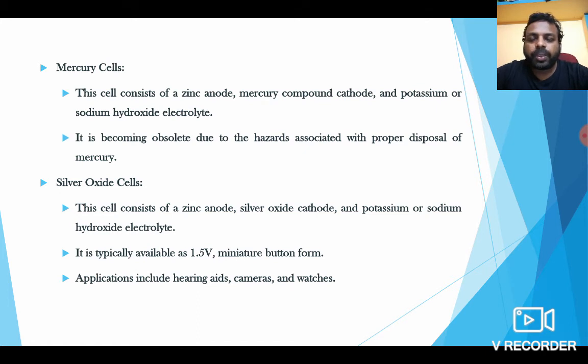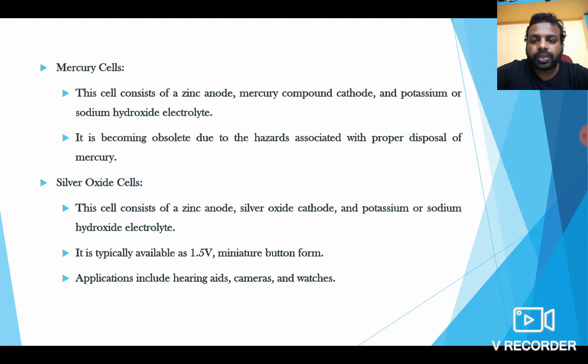And the next one is the mercury cell. So the cell consists of zinc as an anode and a mercury compound as a cathode. Here you are using potassium or sodium hydroxide as an electrolyte. Electrolyte plays a major role in most of the batteries. It helps to accelerate the chemical reaction, as well as helps to transfer the ions between the anode to cathode, right? And the efficiency of the battery purely depends upon the electrolyte, as I said in the first class, first video.